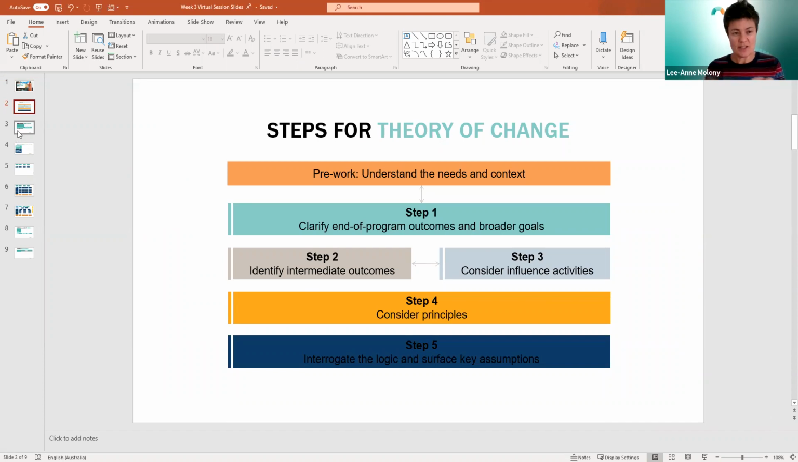So this orange bit at the top is about understanding the needs and context. We've talked a little bit about that just now. I've provided you some of that. It's really important when you step out your theory of change that you do have that understanding of the needs and the context of the program before you actually start clarifying the outcomes. So we've talked about the orange part there, understanding needs and context. We're about to move into step one, but there's a link in between, and that's what we'll share with you now.